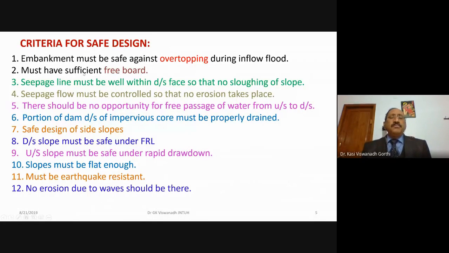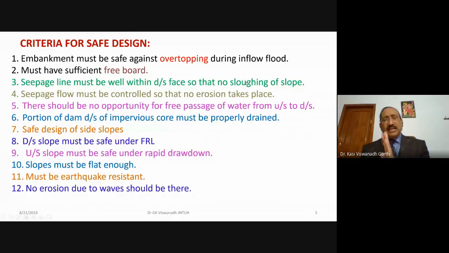It must have sufficient freeboard. Related to this, the freeboard that is provided must be sufficient to take care of wave erosion and overtopping. The seepage line must be well within the downstream face so that there will be no sliding of the slope. When water is flowing through the body of the dam, as we indicated in the causes of failures, the top flow line, or phreatic line, or seepage line must be well within the downstream face so that there will not be any problem of sliding.